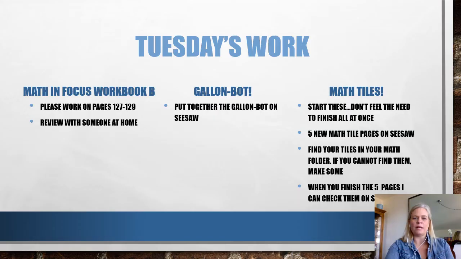All right, everybody, here's some practice work for you to do around some of the things we just did. So in your math workbook B, please work on pages 127 through 129. Check in with somebody at home to make sure you're understanding things. I found a gallon bot that I can put up on Seesaw for you to assemble yourself. So that will be there.